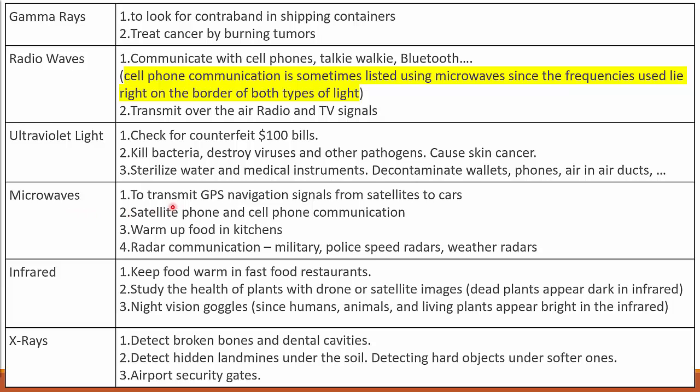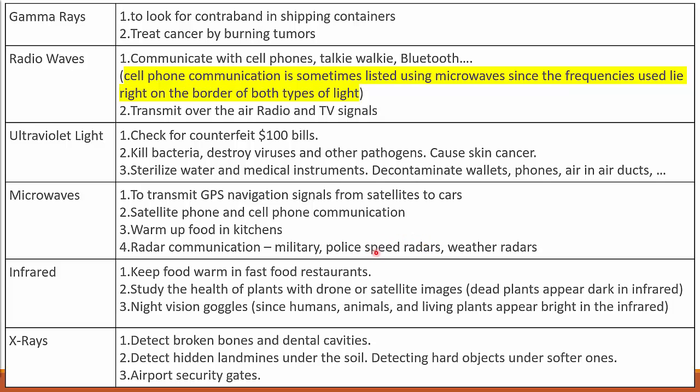Microwaves. We use them to transmit GPS navigation signals from the satellites to cars. We use them for satellite phones, and like we mentioned here, as well as cell phone communication. Of course, we use them to warm up food in kitchens. They are used in radar communications for the military. We also use them for police speed radars.